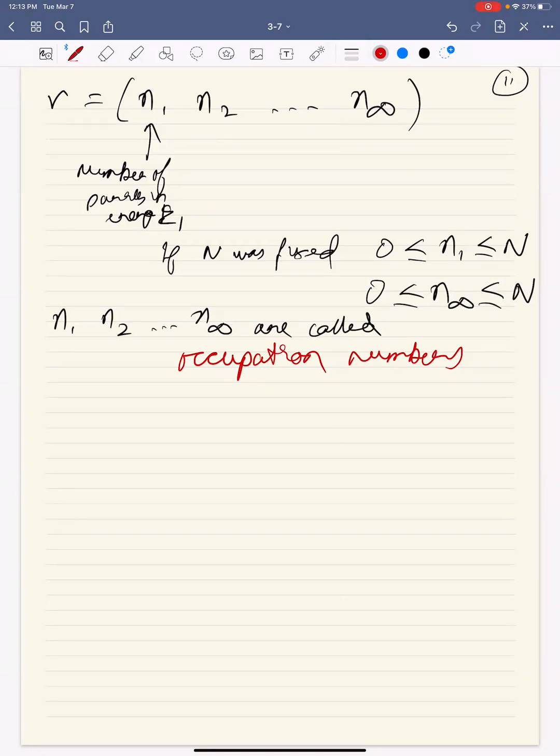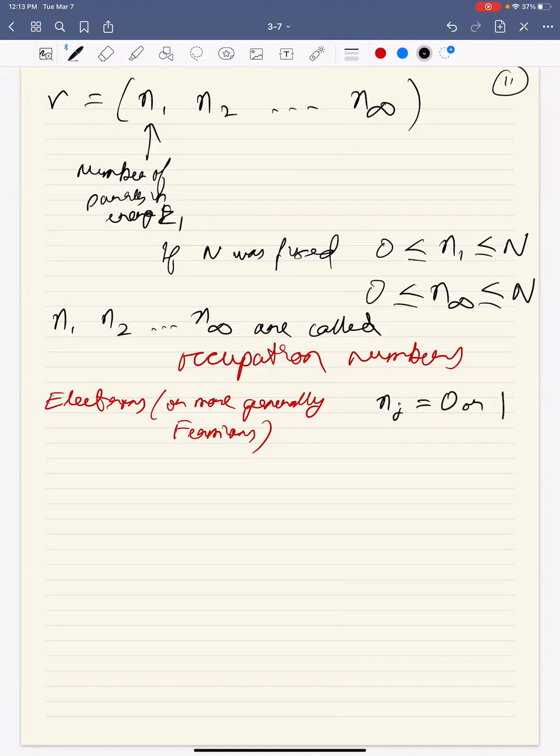The last thing I want to tell you is two very special types of particles for which these occupation numbers take two very special values. It turns out for electrons, or more generally, particles that are known as fermions, any particular nj can take only 0 or 1. That's where you start getting your hint of superposition. In a quantum electronic system, in any particular level, you can only have one electron. But you have to account for the spin, right? Yeah, we count the spin separately, so that's fine.